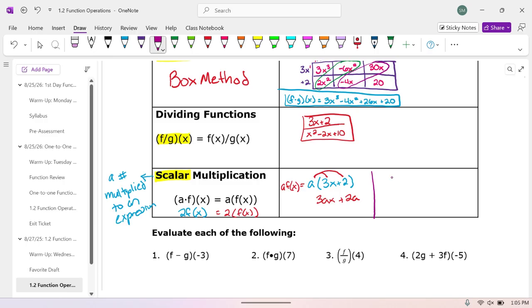Okay. So we're going to do 2 times f of x, so 3x plus 2. And that's just simple distribution. So 2 times 3x is 6x. 2 times 2 is 4. So that would be what 2 times f of x would be equal to. All right, so if you ever see a number next to the letter of a function, that just means multiply it by that number. So distribute that number to the entirety of that function.